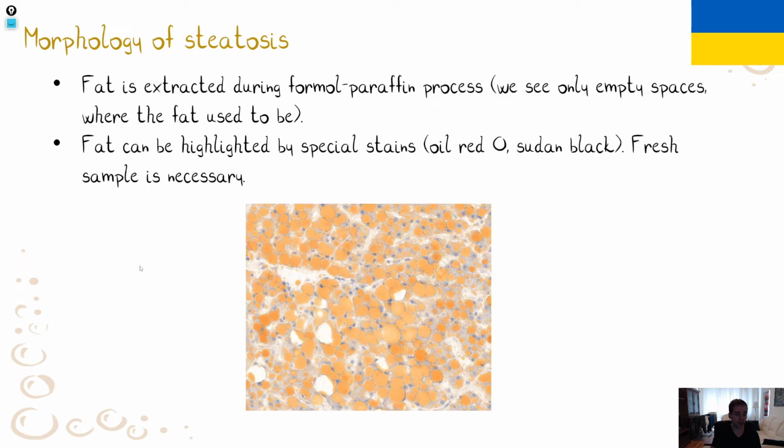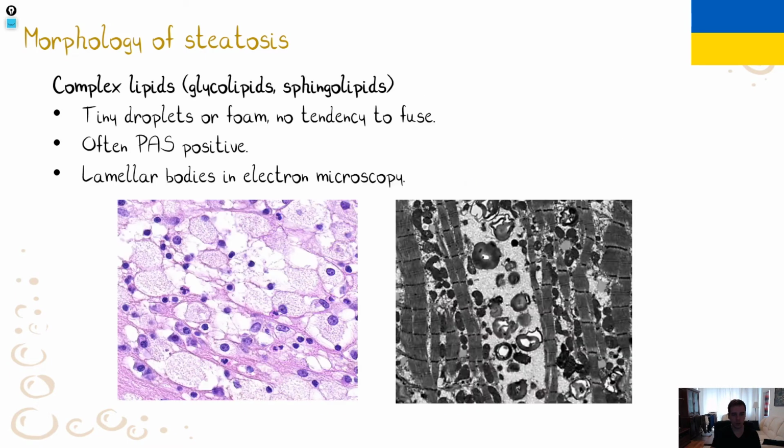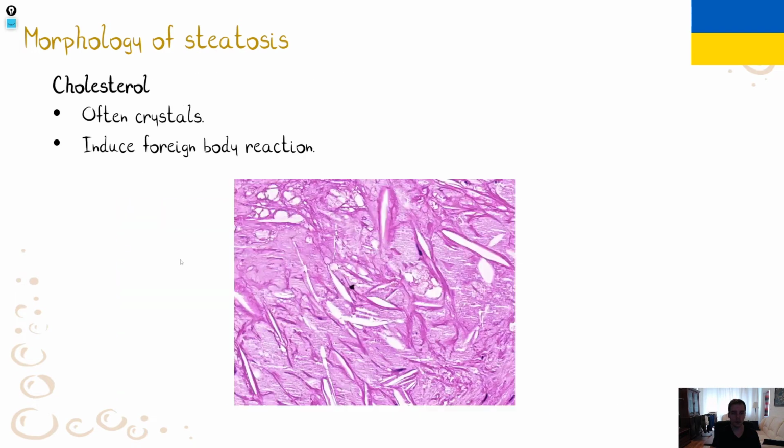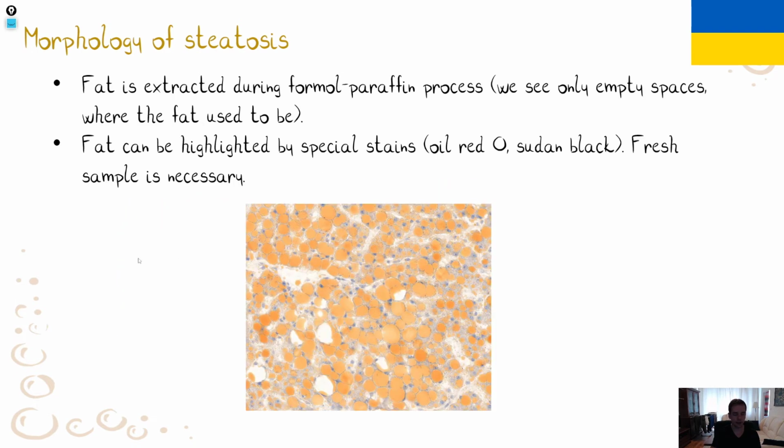We should keep in mind that the fat is extracted during the formalin paraffin process. So those vacuoles, as we see, this is not fat, this is just the empty space where the fat used to be. And if you need to stain the fat and, for example, tell that the vacuole is really fat, not just edema, you need a fresh sample for that. You need a fresh frozen sample, not formalin fixed, and then you can use special stains such as oil red or Sudan black.